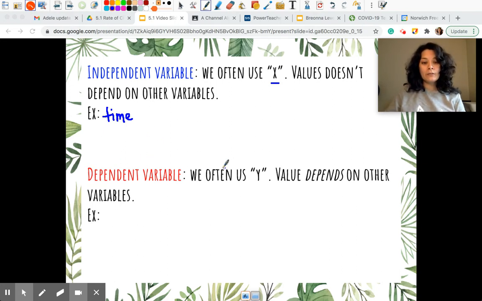A dependent variable, we often use y. The values will depend on other variables. So a common example might be the money you earn.